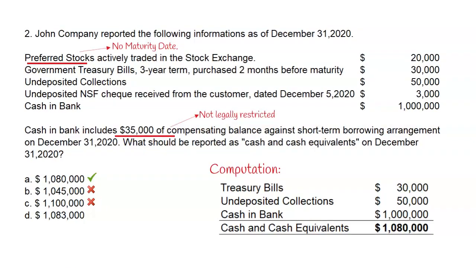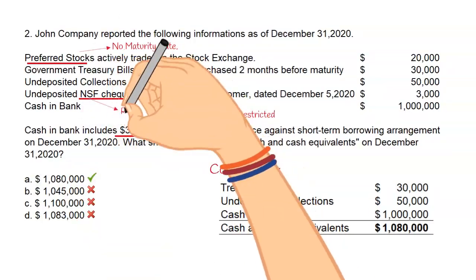If your answer is letter D, means you have erroneously included the check with insufficient fund. This check will not be accepted by the bank. Therefore, the obligation remains to exist and the receivable is not terminated.